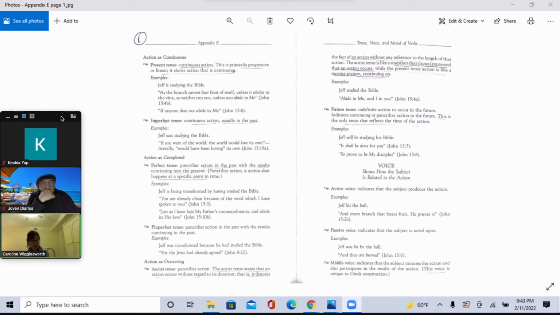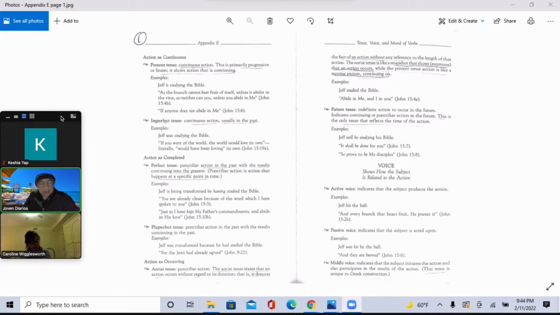And the perfect is the punctiliar action in the past with the results continuing into the present. Okay? Right. Is that pretty clear? Are there any questions so far? Yeah, it's clear. I just observed that in action as completed, we have two verbs. One for perfect tense, one is continuing or present, and the other was in the past tense. And in pluperfect tense, both verbs were in the past tense.